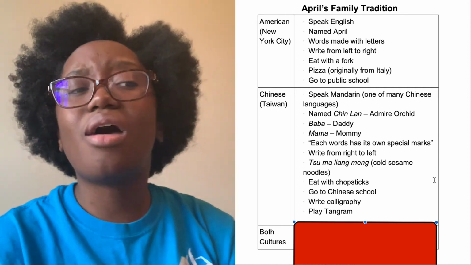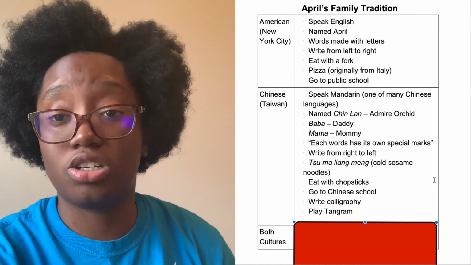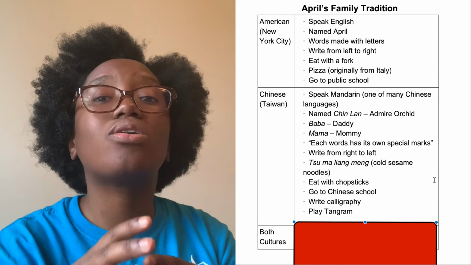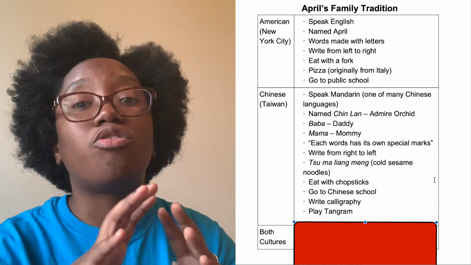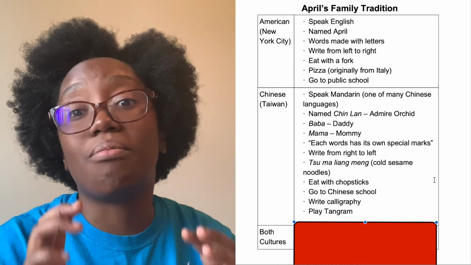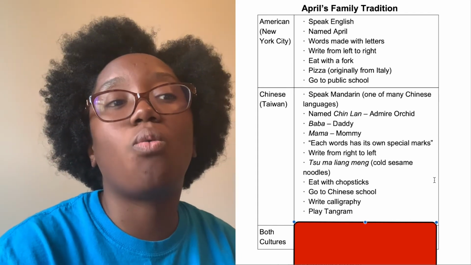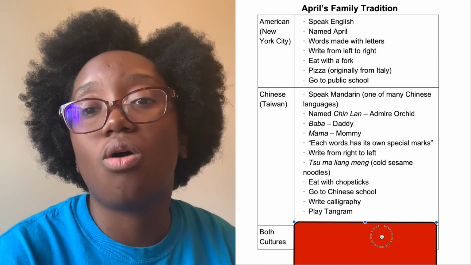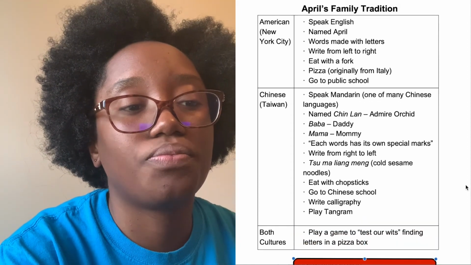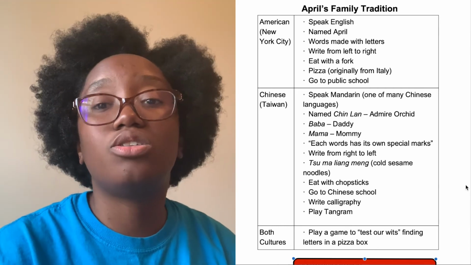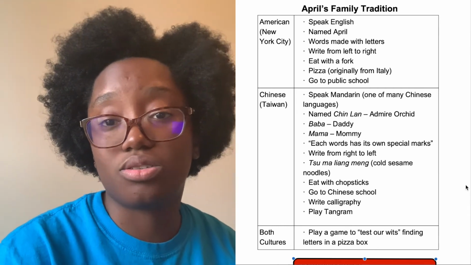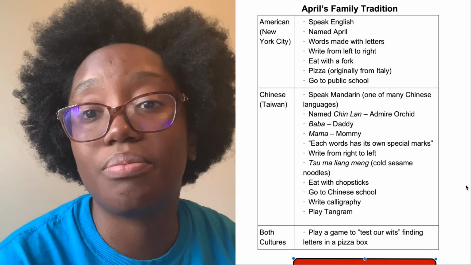All right. Now that we know what her American family traditions are and what her Chinese family traditions are, now let's look at what the tradition is for both cultures, right? Because remember, when you have a tradition for both cultures, it's a mixture. All right, so let's look at which one of those traditions are for both cultures. So what they do is they play a game to test their wits, right? And by finding letters on a pizza box.